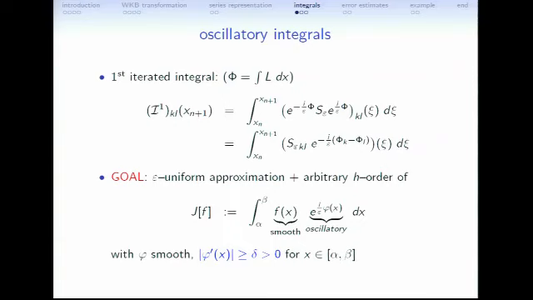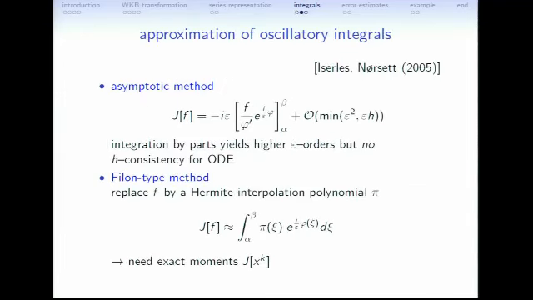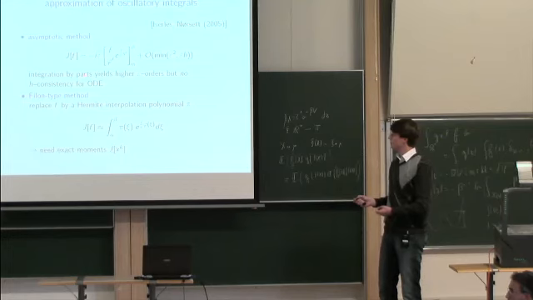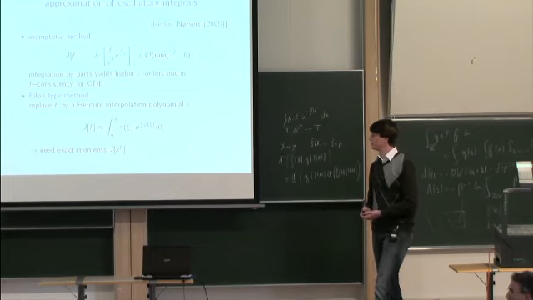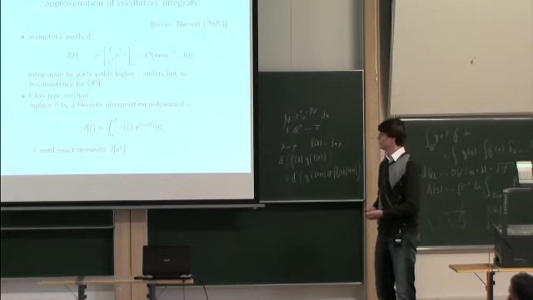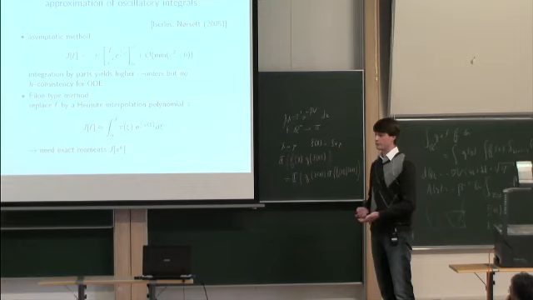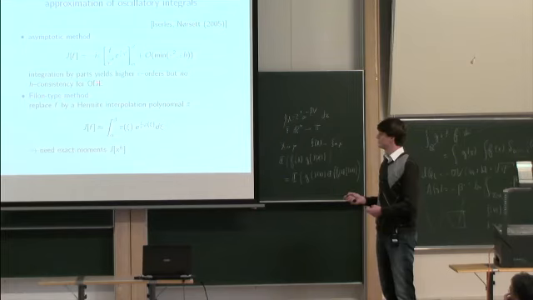And how to approximate these integrals? Of course, we're not the first ones to come up with this problem. There's nice work from Iserles and Nørsett, and they introduced the so-called asymptotic method, which simply is the way to derive the asymptotic properties of these integrals. This is simply done by repeated integration by parts, but this method, of course, doesn't give consistency for your ODE, because it's only first order in h. But nevertheless, it's very useful to describe the asymptotic behavior.